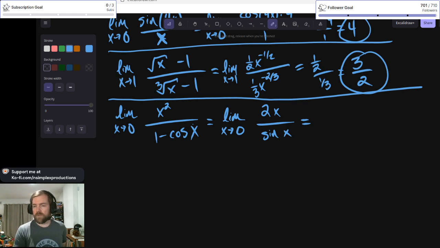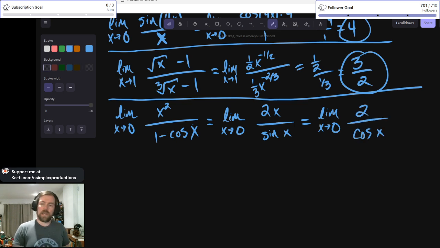So take the derivative of the top, and it becomes 2. Take the derivative of the bottom, it becomes cosine of x. And we take 0 and plug it into all x's, we get 2 over 1, which is just 2.